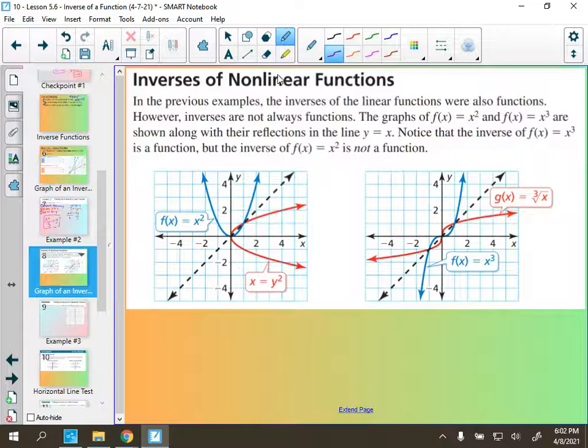All right, just to mention it, we didn't really add a ton of this in class, but when we start talking about nonlinear functions, okay, so just for example, we're looking at a quadratic parent function here in blue, or a cubic parent function, f of x equals x cubed.